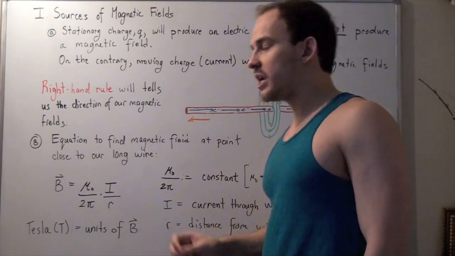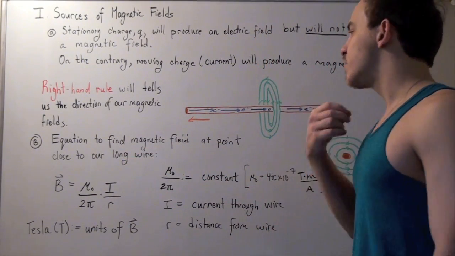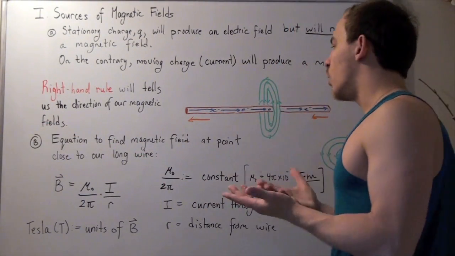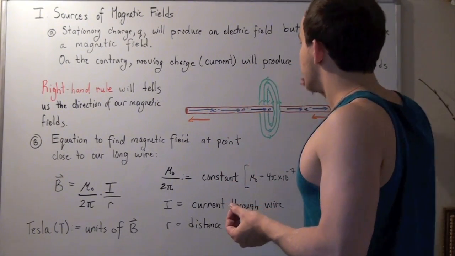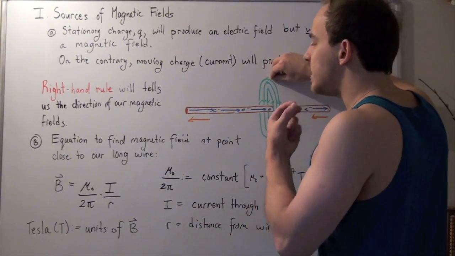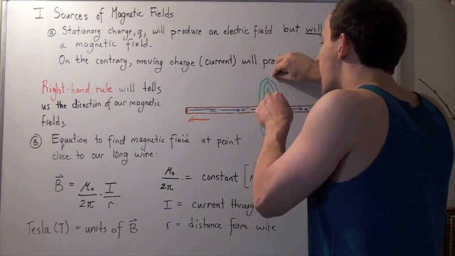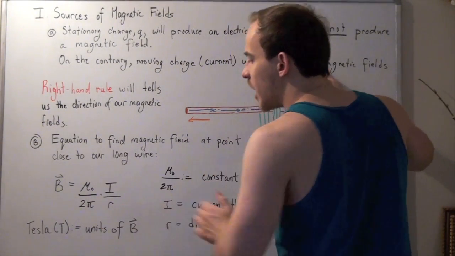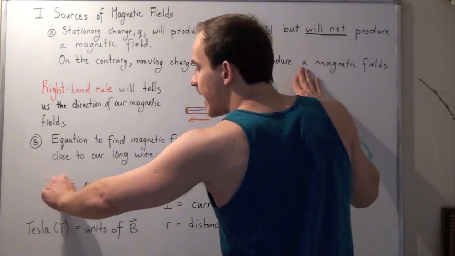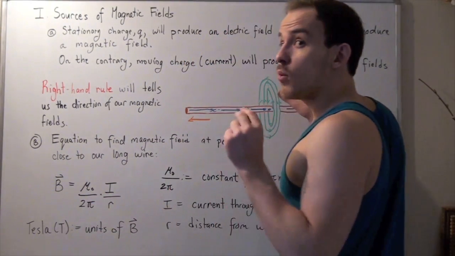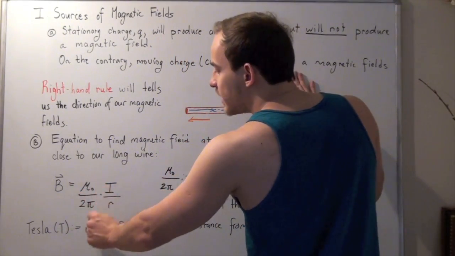Now let's look at the equation that allows us to find our magnetic field at a point close to our long wire. Suppose we had the same long wire with electrons flowing. These flowing electrons will create a magnetic field, and if we place another charge a distance r away, that object will feel a magnetic field. To find the magnetic field felt by that object a distance r away, we use the following formula. Our magnetic field is represented by the capital letter B, and it's a vector, so I draw my arrow on top. It is given in units known as teslas, capital T, and equals a constant.